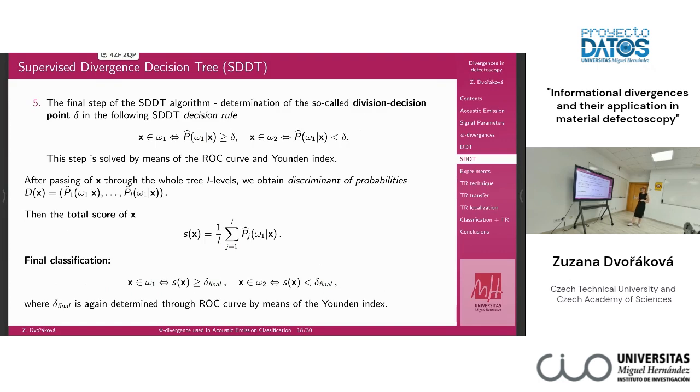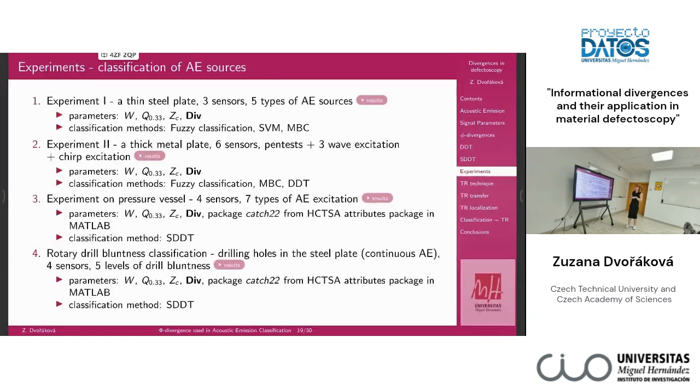For each data point x, we obtain at the end the total score, which is a sum of the probabilities, and the final classification is again done by ROC curves. So I don't want to go into more detail because it's too complicated to explain in a few minutes. It's just for some information about this new classification method.